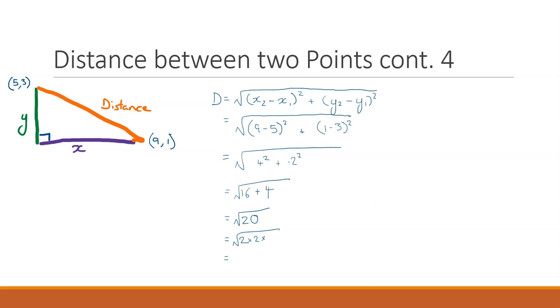2 times 2 times 5 is equal to 20, and that will become 2 root 5. But you could just leave it at here, or you could put root 20 into your calculator, and you could say that equals roughly, I suppose, 4 point something.